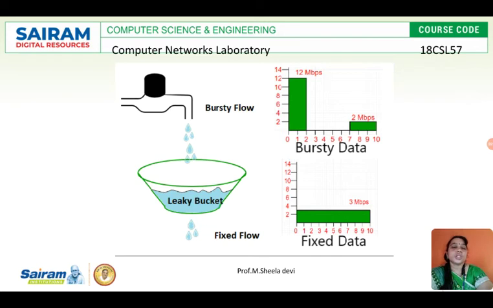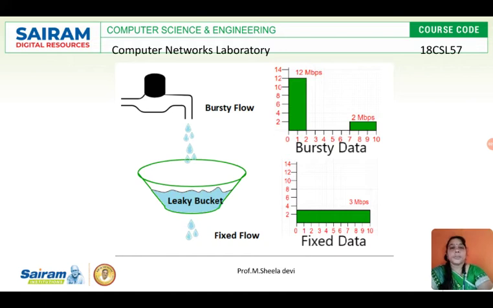If so much data enters the network, the network cannot manage, the buffer cannot take the data and send it to the destination. So even though the incoming traffic is higher or bursty, the outgoing data flow should be fixed. That is the aim of the leaky bucket algorithm.